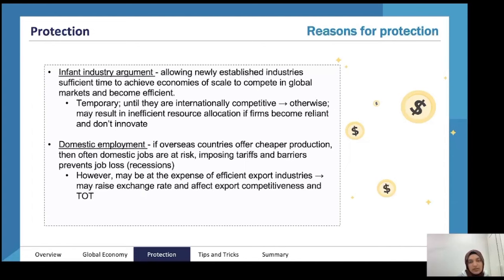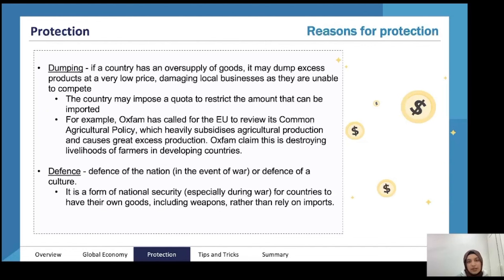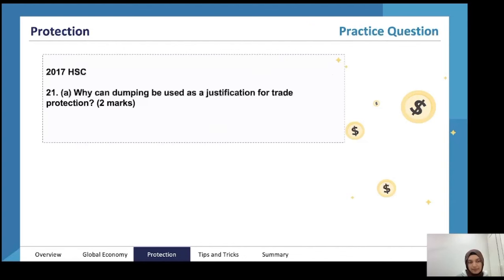Infant industry argument: these are small industries that are just growing, so we help them until they become efficient on their own. Domestic employment: we know domestic employment will likely fall because of international competition, so that's a reason that the government can use for protection. We know dumping, oversupply, they don't want that because it's inefficient, it's damaging to local businesses, and defense of the nation as well. So here's a practice question from the 2017 paper.